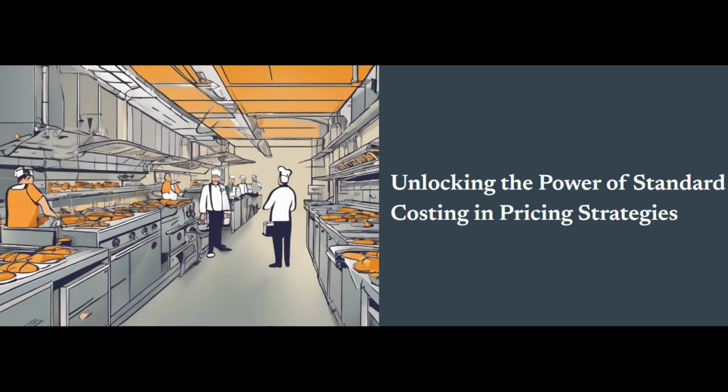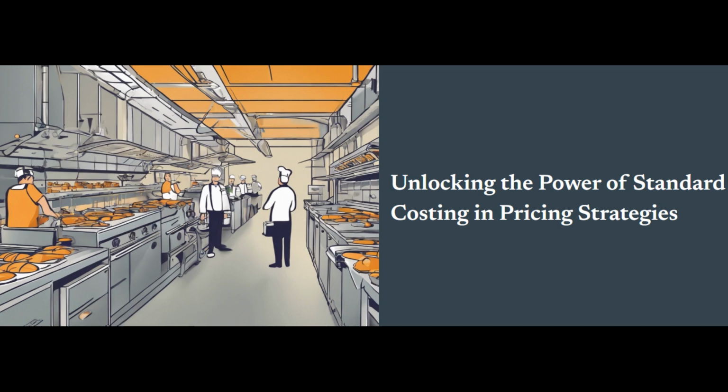For example, if a company's standard costs are based on outdated or inaccurate information, such as historical prices for raw materials or labor rates, it may be pricing its products either too high or too low compared to the competition. This can result in lost sales opportunities or reduced profitability, depending on the direction of the pricing discrepancy.